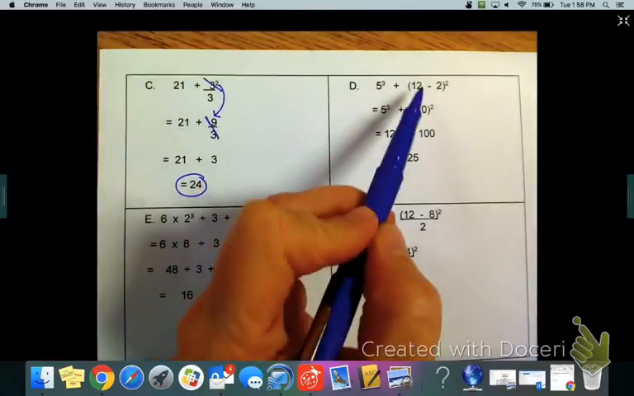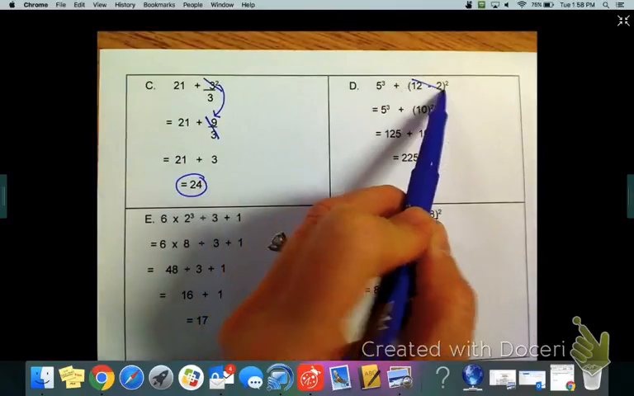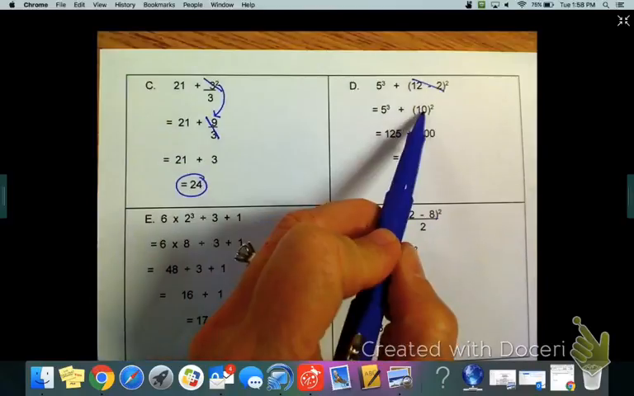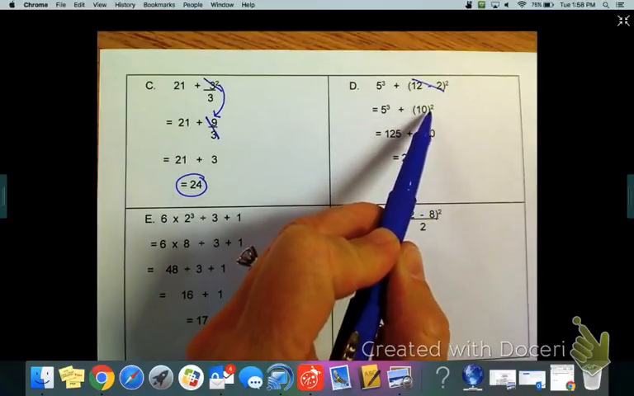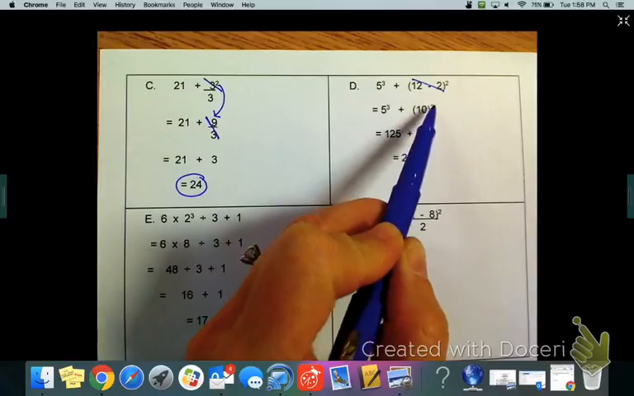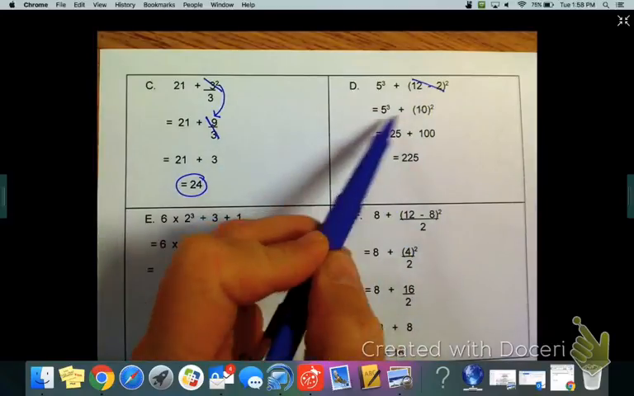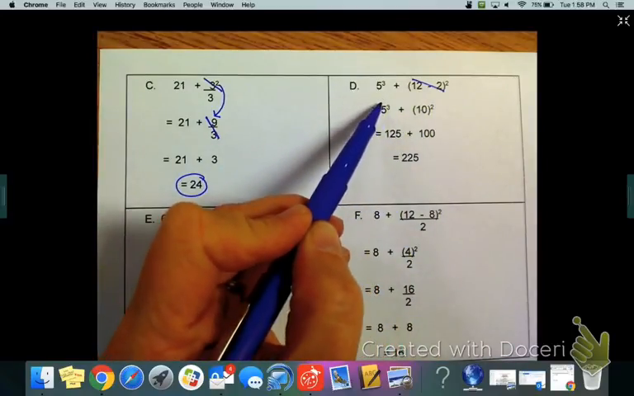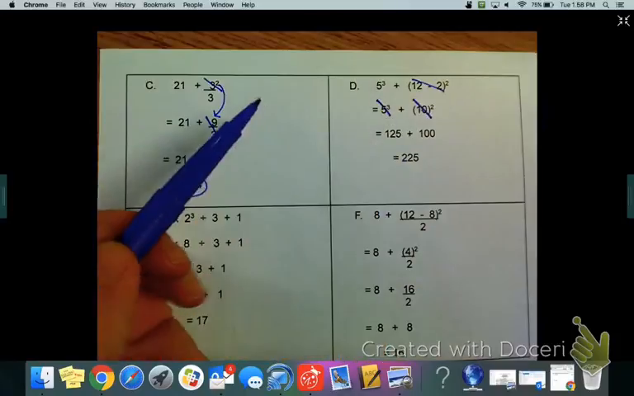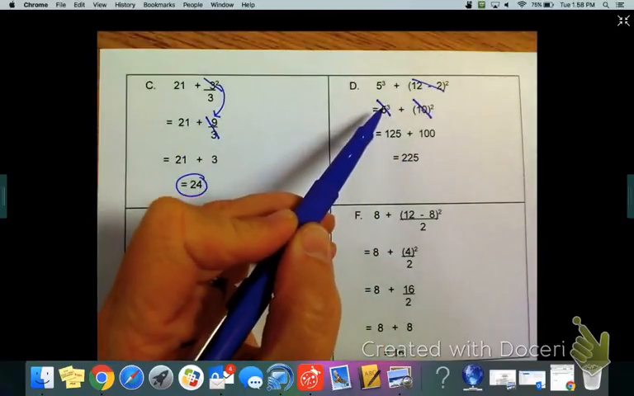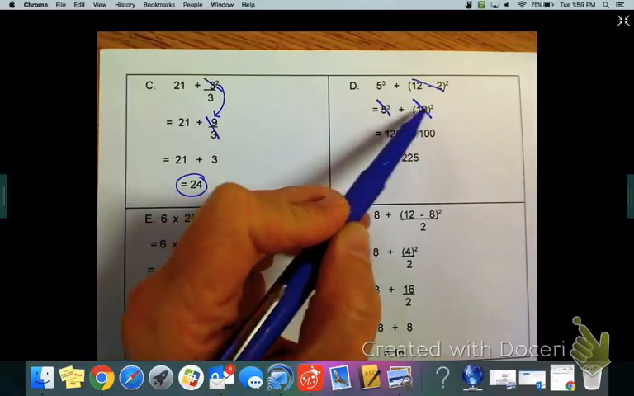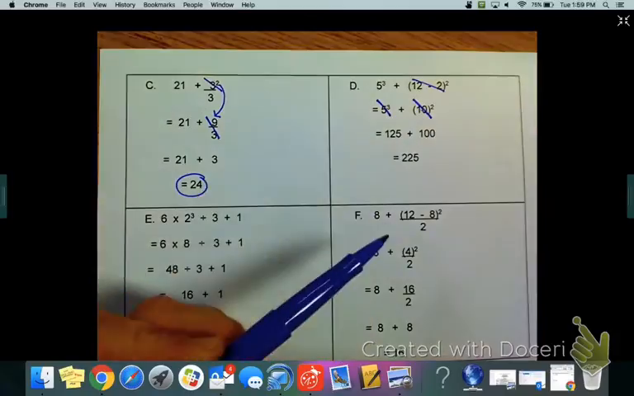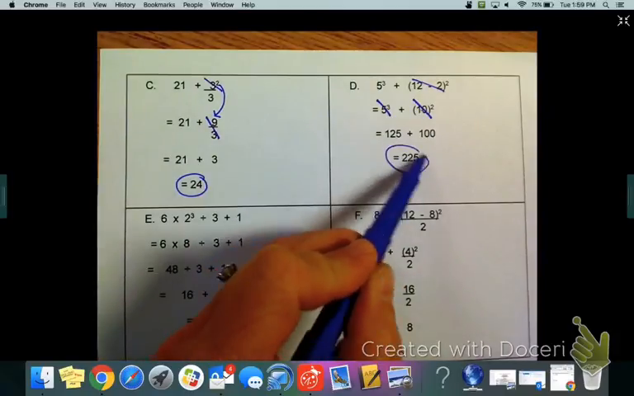Example D, I do have grouping symbols here, so I'm going to have to do 12 minus 2 first, which is 10. And then the exponent on the outside comes right here to the 10. So now I have 10 squared. The next step is to get rid of exponents. I actually have 2 sets of exponents. I can do them at the same time. I'm going to do 5 cubed and 10 squared. 5 cubed is 5 times 5 times 5, which is 125. And 10 squared is 10 times 10, which is 100. Add them together, and you get 225.